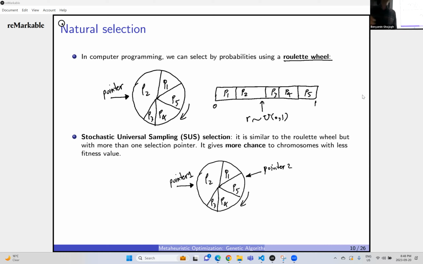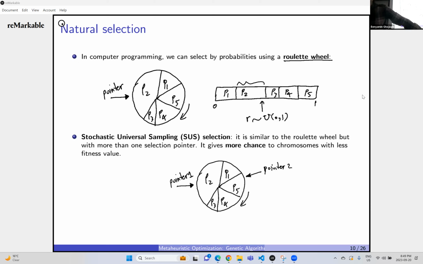Simple. Say array. Maybe you can use an array, but a simpler idea is this. Consider the range between 0 and 1. You open this roulette wheel to become like a line between 0 and 1. Then the more probable, so they sum to 1, the more probable a chromosome, the more range it takes in the range between 0 and 1, right?